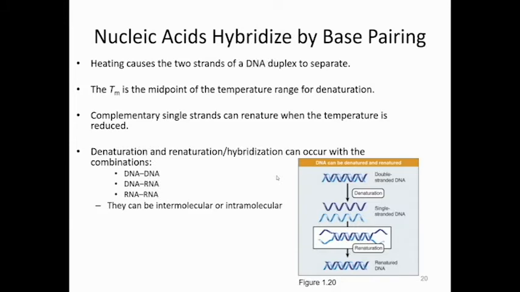Okay, and if it's a less perfect match, although they can form the hybrid, they are not as stable as the 100% complementary. We call it complementary sequence. So that means A always matches with T, G matches with C. That's complementary, okay? And so the nucleic acid, DNA can form the hybrid with DNA, and the single-strand DNA can form the hybrid with RNA, and then the RNA can form the hybrid with RNA, okay?